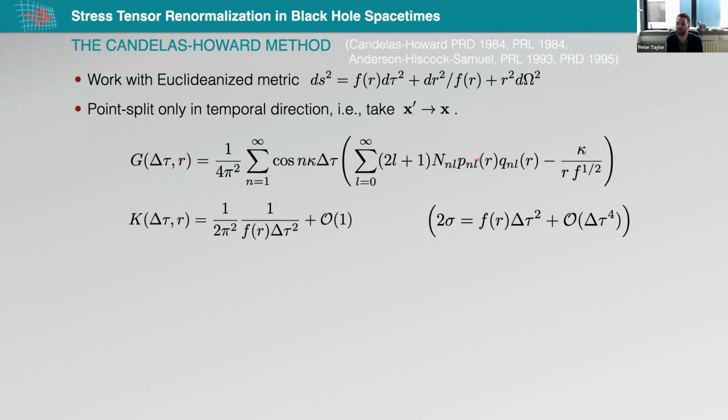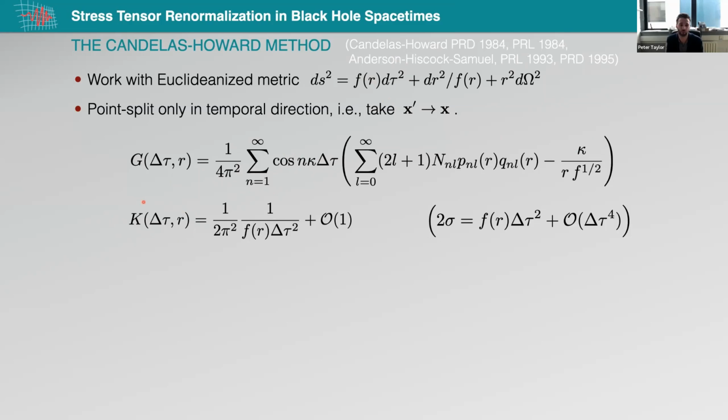The P and Q here are just homogeneous solutions to the radial wave equation, where P is regular at the horizon and Q is regular at infinity, and N is just some normalization constant. Delta tau here is just the separation in the Euclidean time direction, and kappa here is the surface gravity of the black hole. So that's the globally valid Green's function, written as a mode sum. Of course, you get discrete modes here because you're working on this Euclideanized slice, which is one of the reasons it's easier to work on this slice.